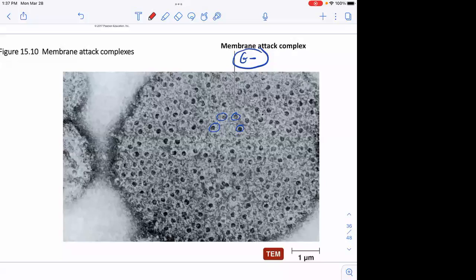Okay, so those membrane attack complexes just aren't going to be able to poke through that thick peptidoglycan layer of gram-positive cells. So that aspect of complement is especially helpful against gram-negative cells.